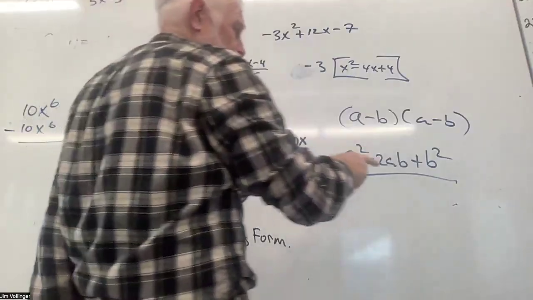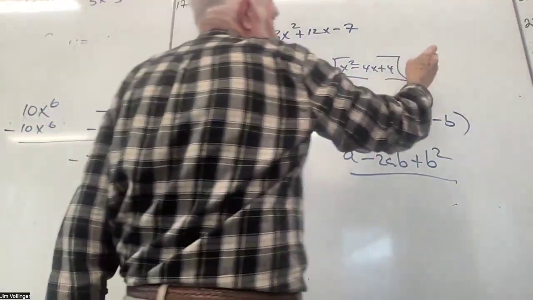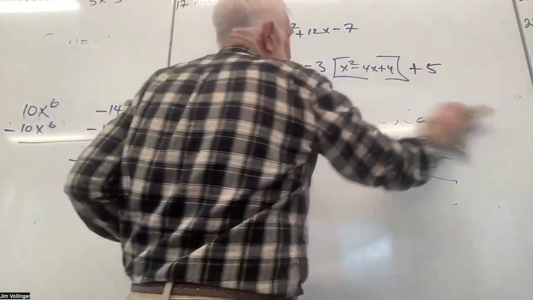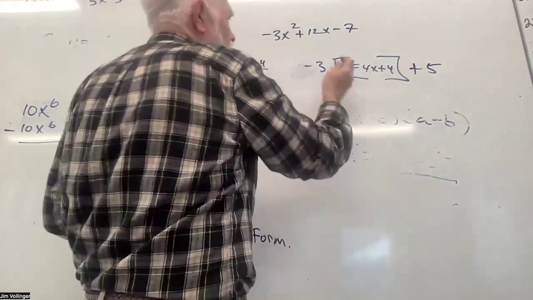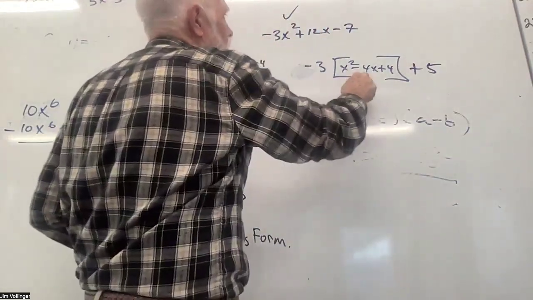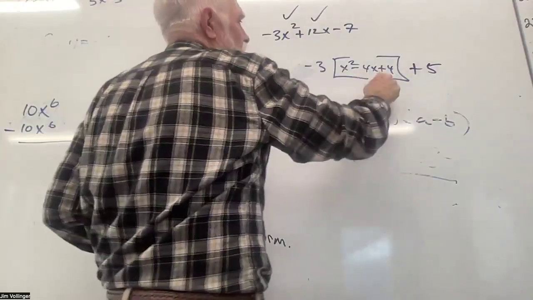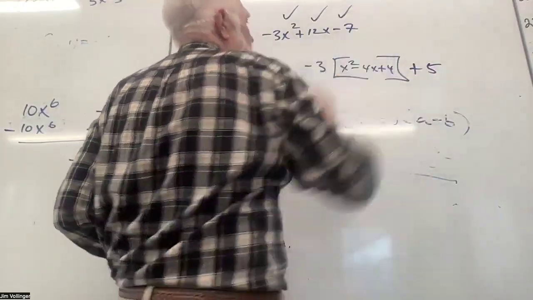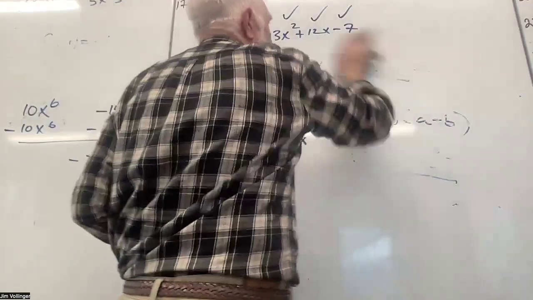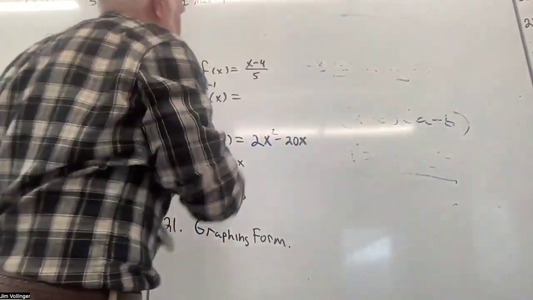All right, so where was I? I was here. There's the plus 5 at the end. And now let's check my answer. I like minus 3x squared. I like 12x. I like minus 12 plus 5. I'm moving on.